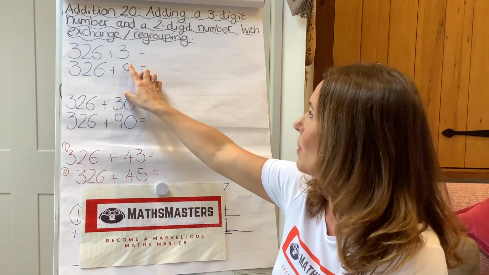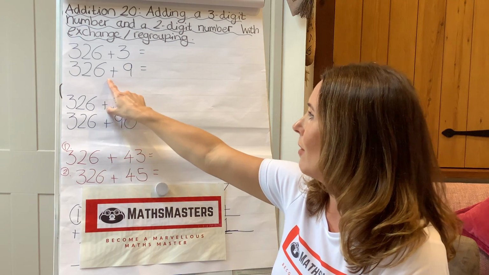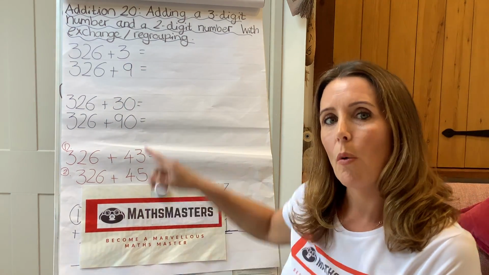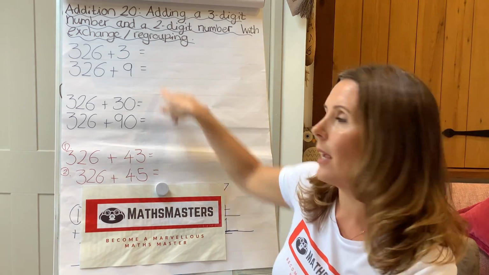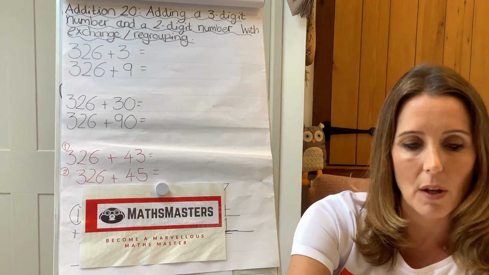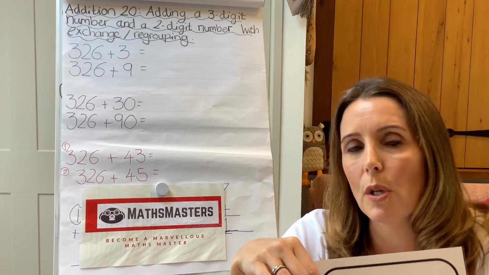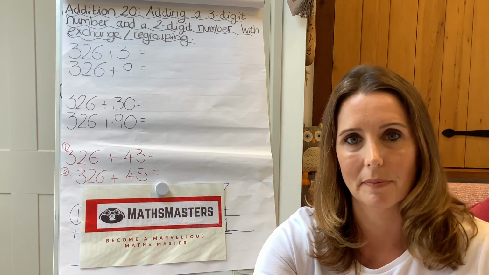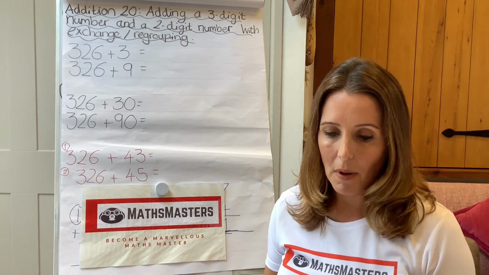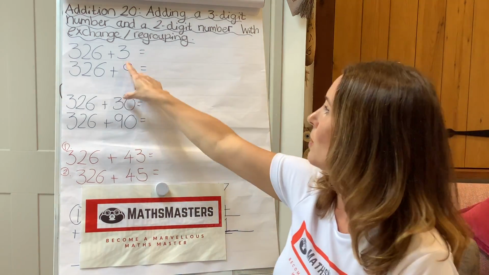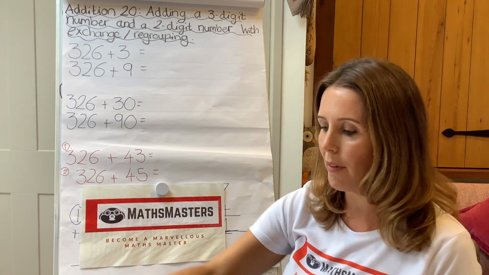We've got 326 add 3 and 326 add 9. Look at those two numbers. What's different about the calculation that you're going to have to do there? So pause the video and just discuss what is different about those two calculations. Okay, so I'm hoping that you thought about the place value columns. We've got 326 and we're adding 3 on.